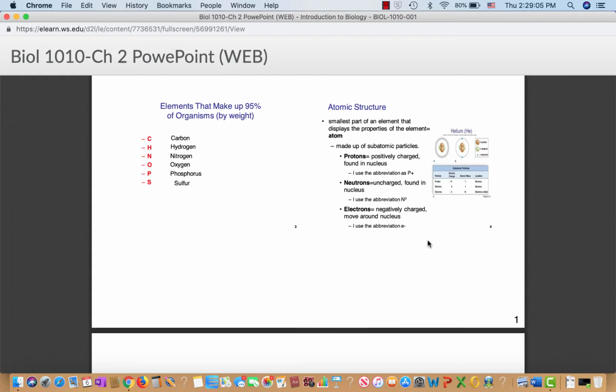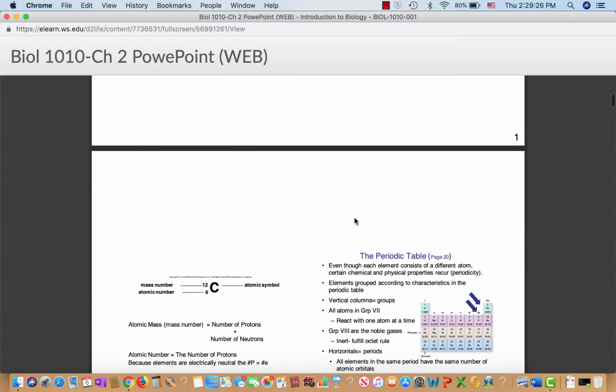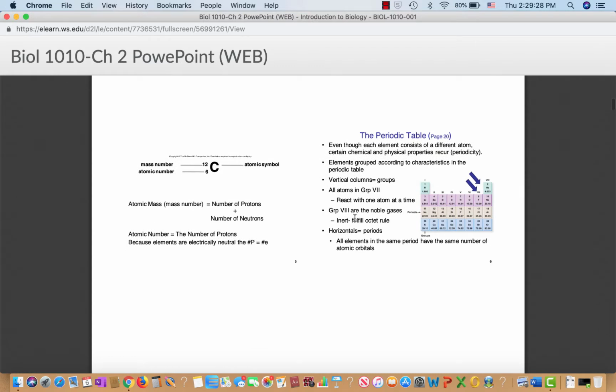For all intents and purposes, an electron has no mass, and a proton and a neutron are both one atomic mass unit. Though technically speaking, a neutron is slightly heavier than a proton, and the difference in their mass is the mass of an electron. But that is beyond anything you need to worry about for this course.